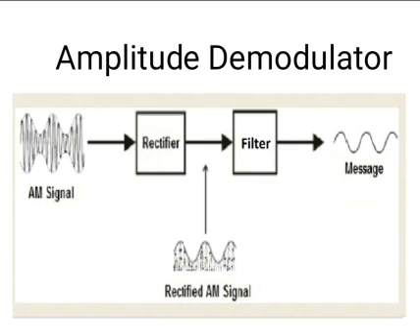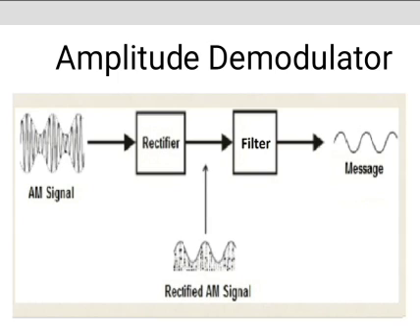Types of demodulators. Depending upon the types of modulation, demodulators are classified into two types. One is amplitude demodulator and the second one is the frequency demodulator. First one, amplitude demodulator.